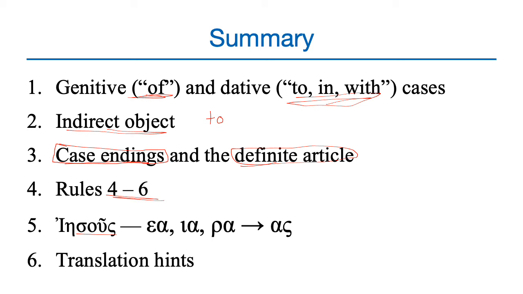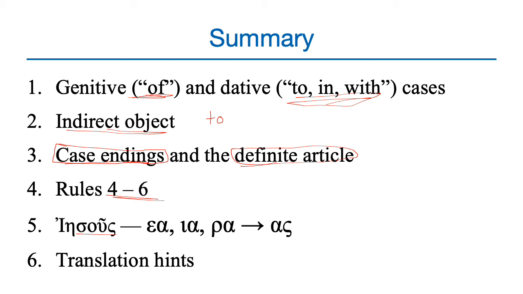Know what an indirect object is, be able to identify it in a sentence. It is what is indirectly receiving the action of the main verb, and mostly you will translate it to indicate the indirect object. Case endings and the definite articles. If you don't know this, you're going to be a frustrated person. You should know case endings and definite articles.